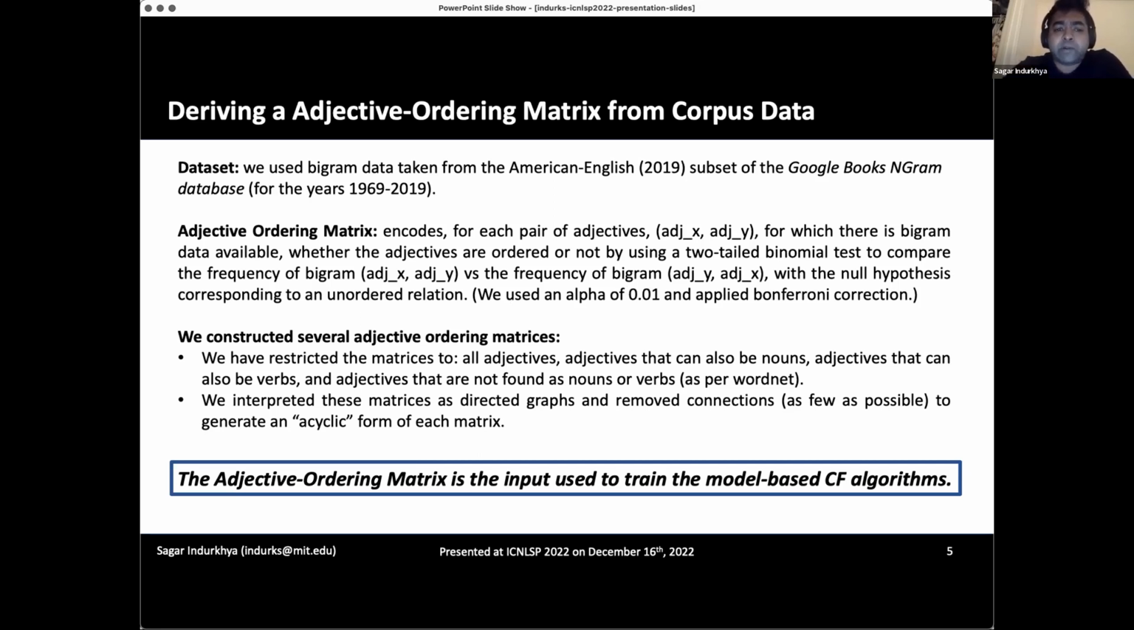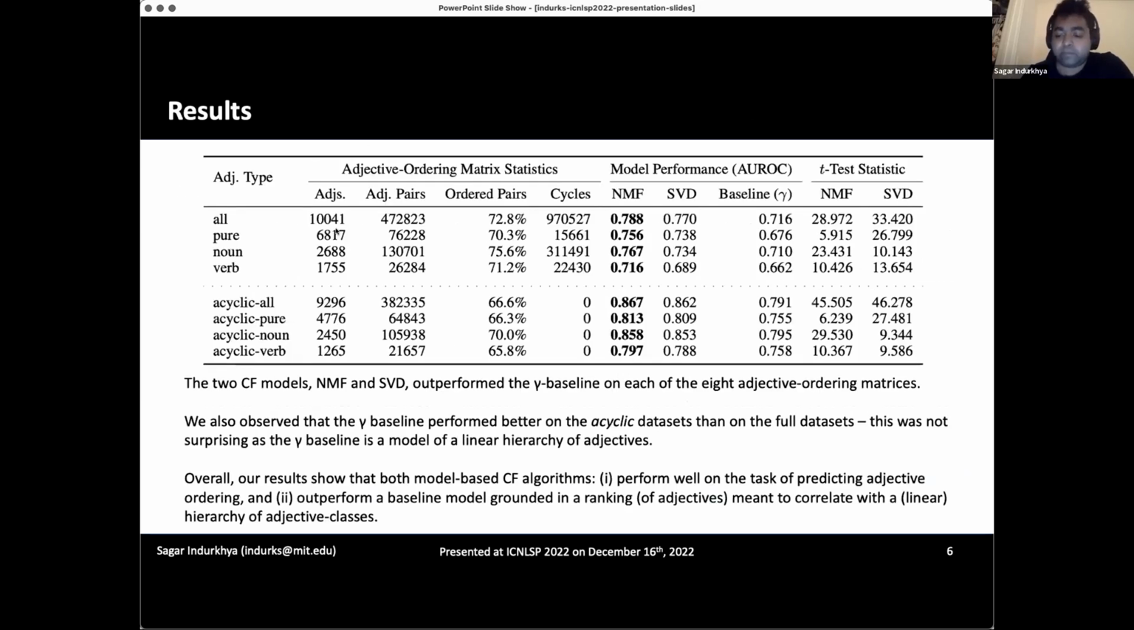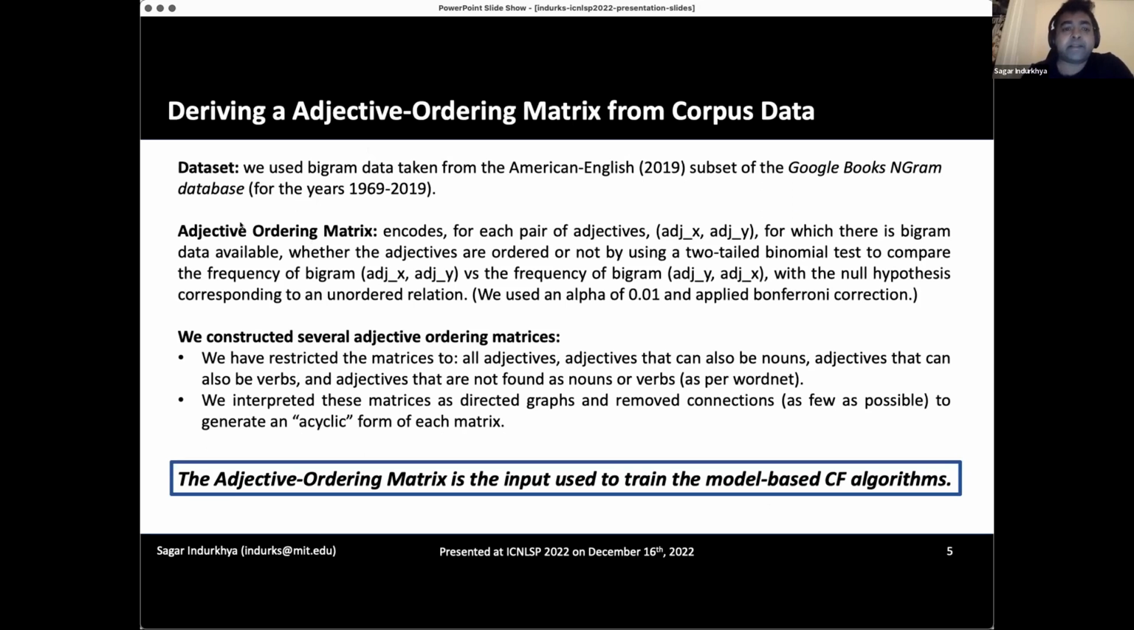And we also construct several adjective ordering matrices. That allowed us to conduct several different experiments to explore the space. The first thing we did was we restricted the matrices to 4 different versions. One version was just using all adjectives that appear in the Ngram database, basically the full matrix. We then have subsets of the matrix that are restricted to adjectives that can also be nouns, adjectives that can also be verbs, and adjectives that are not found as nouns or verbs, comparing it against WordNet.